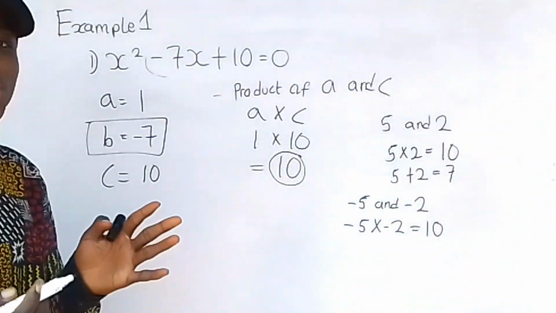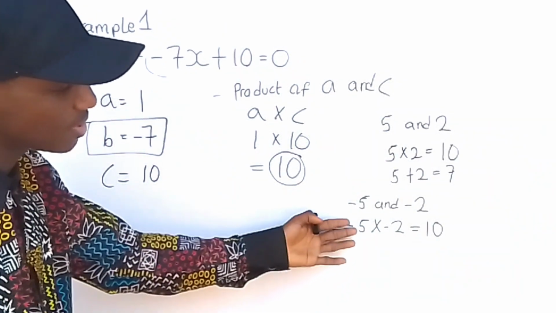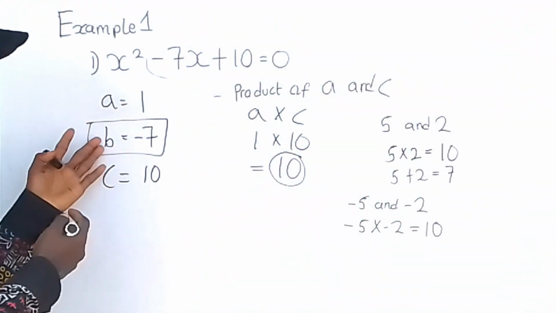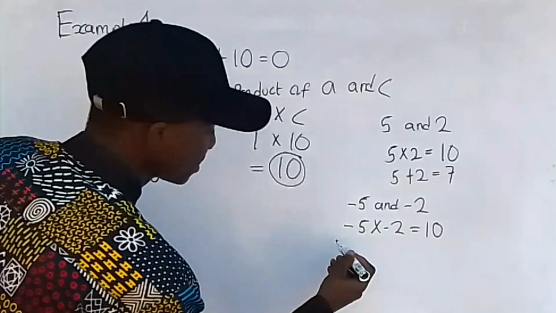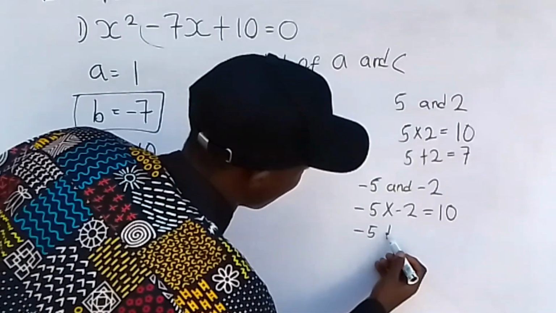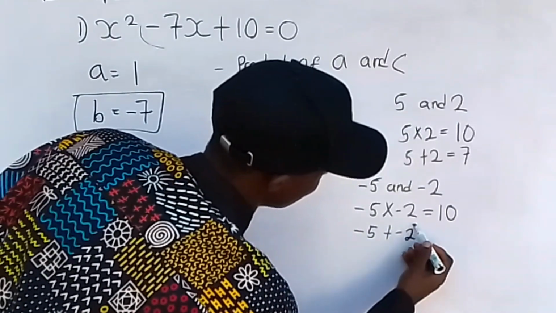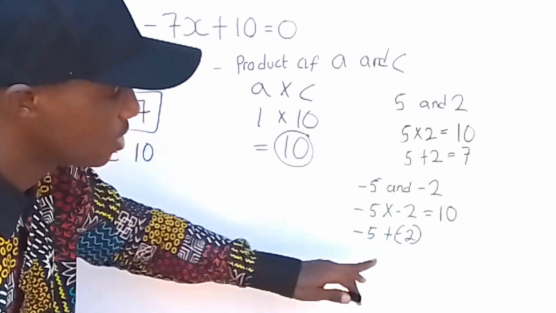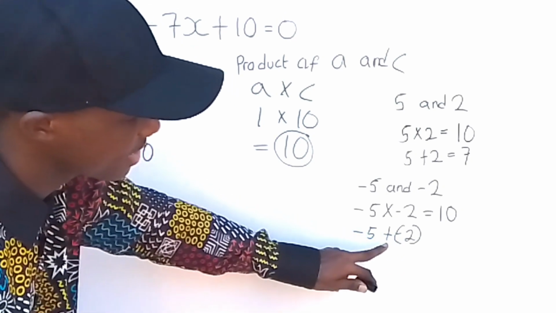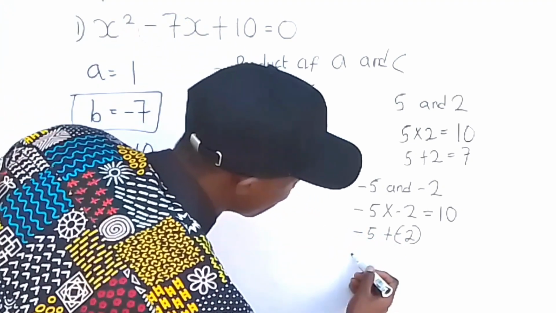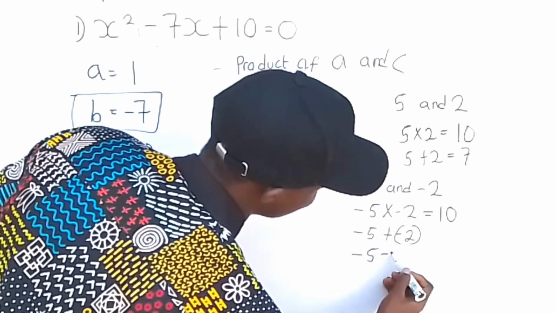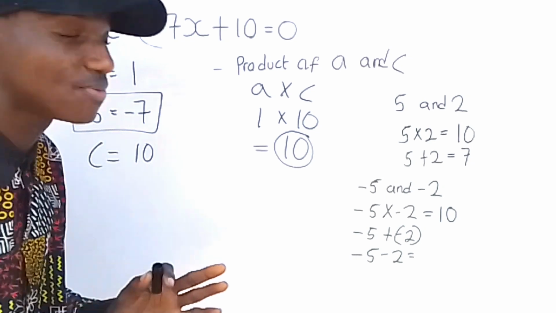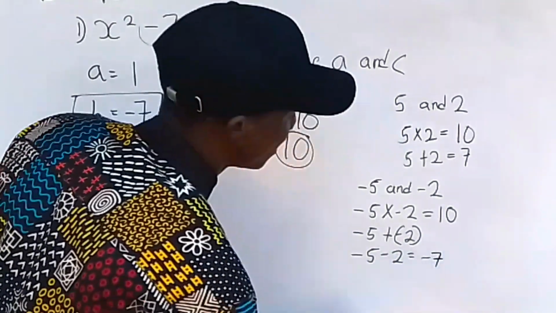Now, let us take the sum of these two numbers, which is minus 5 and minus 2, to see if this will give us b, which is minus 7. So let's check. Minus 5 plus minus 2, that is plus times minus is minus. So I'm going to have minus 5 minus 2, that is minus 7. So I'm going to have minus 7 here.